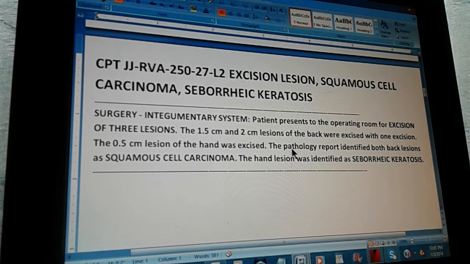And now? The pathology report identifies both back lesions as squamous cell carcinoma. The squamous cell carcinoma are the 2 lesions in the back, and the hand lesion was identified as seborrheic keratosis. Okay, that is the procedure, okay? So now we are going to count to 3, so you can give us the CPT code for this procedure, okay? So 1, 2, 3.